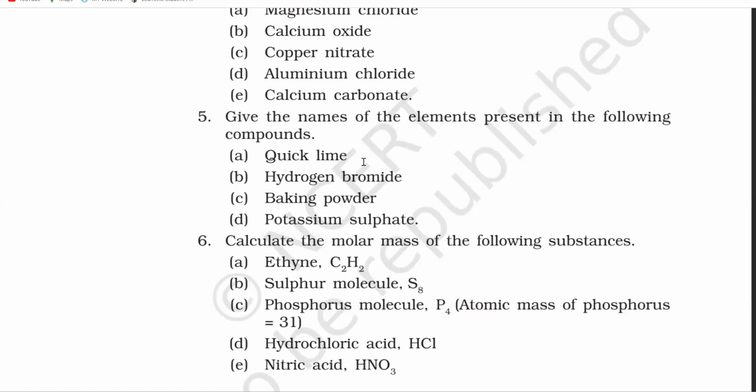So only the fifth one. Only the fifth one. Quicklime. What is the formula for quicklime? Sir, CaO. Yes. Do it. Hydrogen bromide, baking powder.